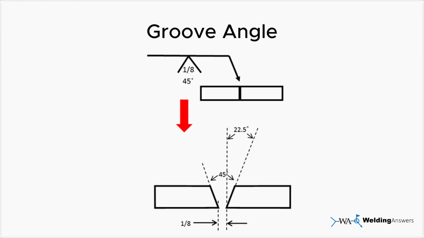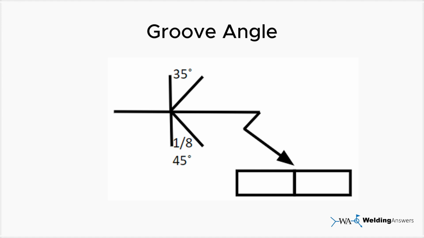Groove angle. The groove angle is specified outside of the groove weld symbol. It's important not to confuse the groove angle with the bevel angle. The groove angle is the total included angle of the prepared joint. For example, if the groove angle is 45 degrees, and both sides are equally prepared, each bevel angle would be 22.5 degrees. If both sides of the joint require preparation, the groove angle must be shown on both sides of the reference line, even if they are the same dimension.